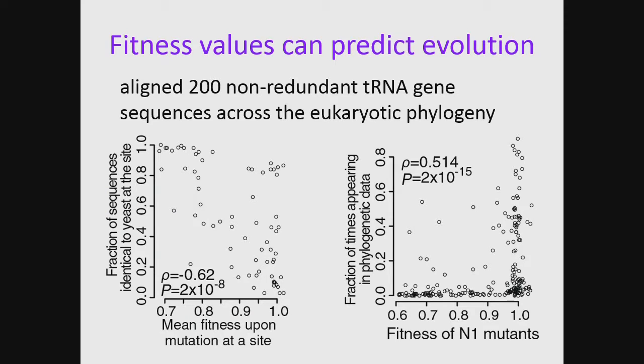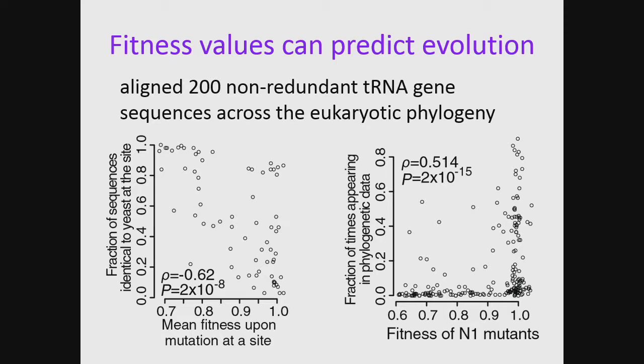Also, fitness values can help us predict evolution. To prove that, I looked into the evolutionary history. So I aligned 200 non-redundant eukaryotic tRNA genes to this tRNA gene, requiring that the distance between any 2 tRNA sequences is over 10%.